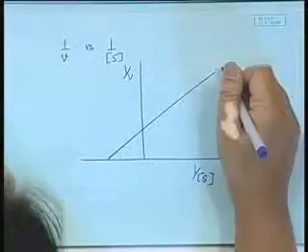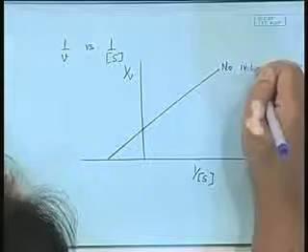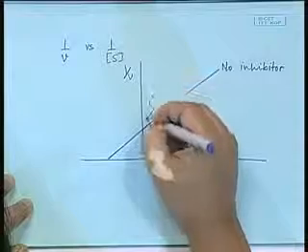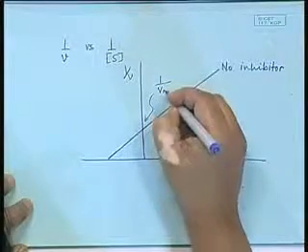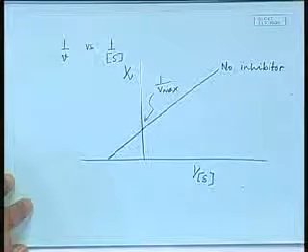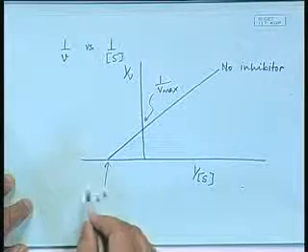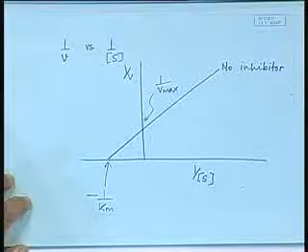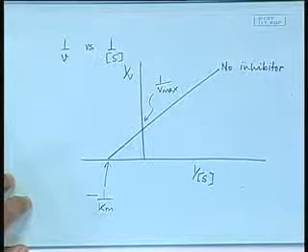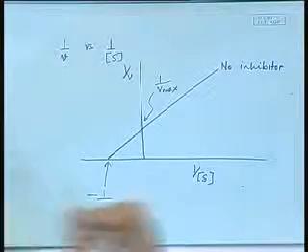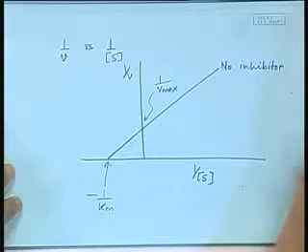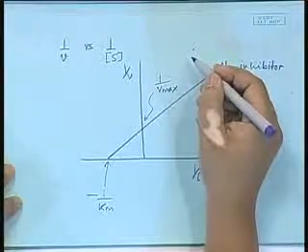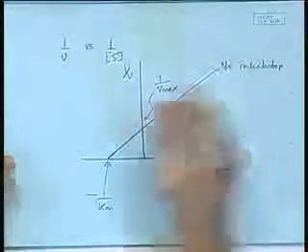What is this? No inhibitor. What is my y-intercept? 1 by Vmax. What is this? Minus 1 by Km. Now tell me, the slope will? The Vmax is the same. The slope increases, but the Vmax is the same. So let's use it.